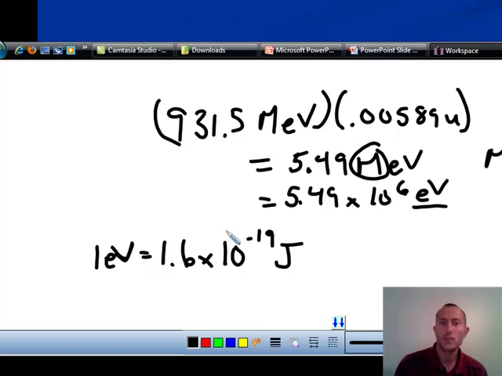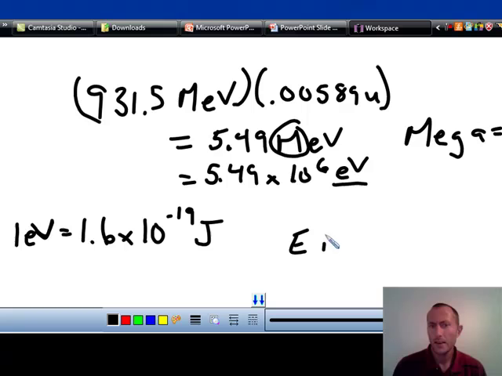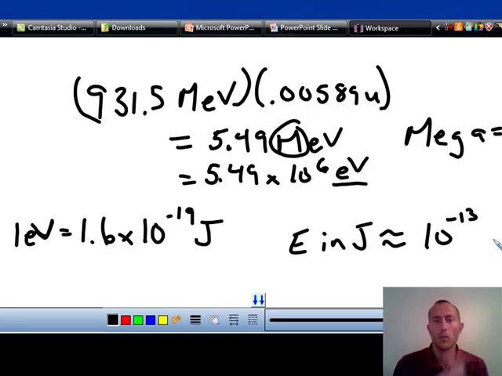So you see that's a very, very small number. And so this amount of energy in joules, if we do just a little rough estimation, we have 10 to the 6th times 10 to the negative 19th. The energy in joules is on the order of 10 to the negative 13th, which is very, very, very small. And so when we're talking about one nucleus or one reaction like this, we're talking about very, very small energies, which is why the electron volts and the mega electron volts are used.